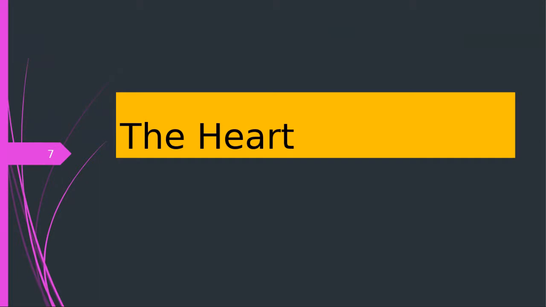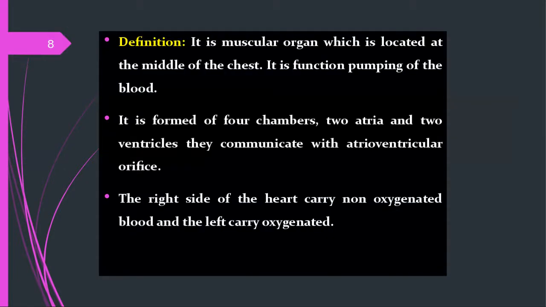Now, the first organ is the heart. Definition: it is a muscular organ located in the middle of the chest. Its function is pumping of the blood. This you have to remember. It is formed of four chambers, two atria and two ventricles, that communicate through the atrioventricular orifice. This you must have learned in your anatomy also. The right side of the heart carries non-oxygenated blood and the left carries oxygenated blood.